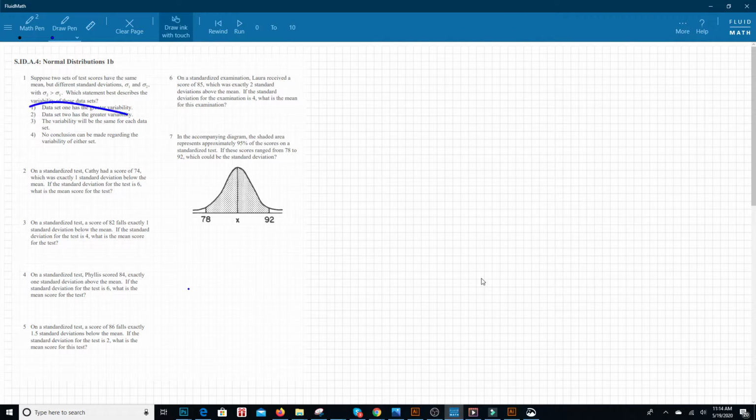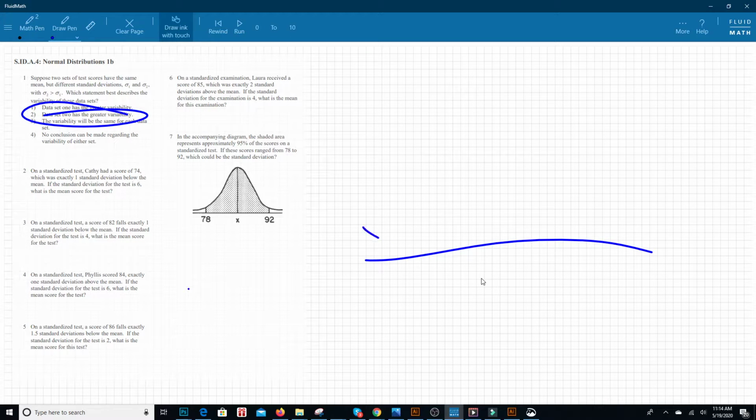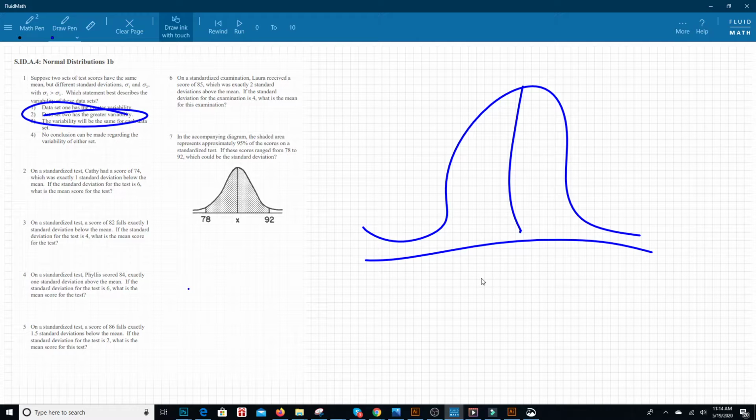For the second one, it says on a standardized test, Kathy has a score of 74. Again, this is normal curve distribution. I'm not going to do all of these, guys, because it sounds unbearable. She had a score of 74, which is exactly one standard deviation below the mean. The standard deviation for the test is 6. This is 74, so one standard deviation below the mean. So this is one sigma. Sigma is one standard deviation.